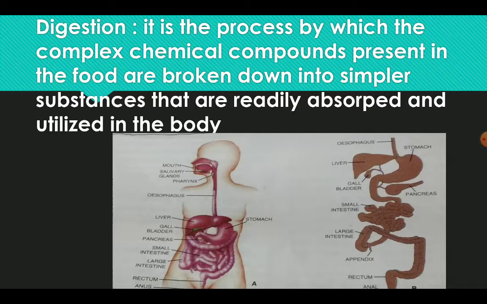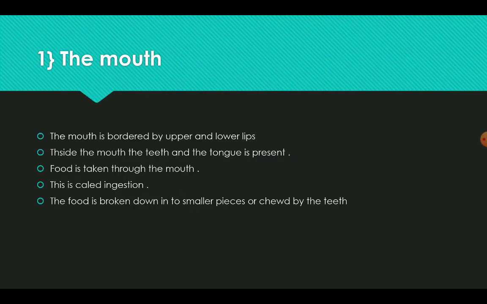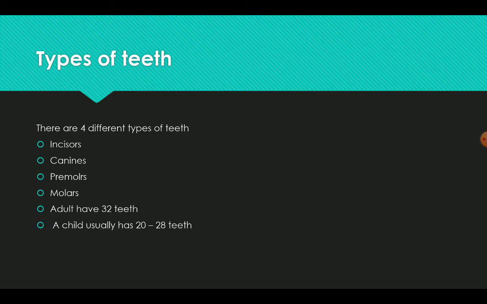As you can see in the picture, this is the process of digestion. These are the organs required for digestion. We will start with the first organ, the mouth. The mouth is bordered by the upper and lower lips. The lips help in closing the mouth during swallowing. Now, inside the mouth are the teeth and the tongue. Food is taken through the mouth. This is called ingestion. Food is broken down into smaller pieces, or chewed, by the teeth.